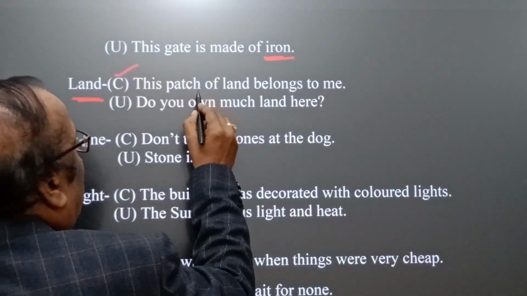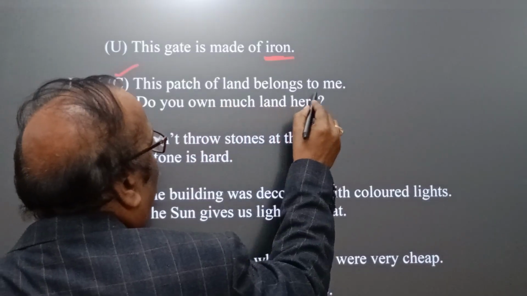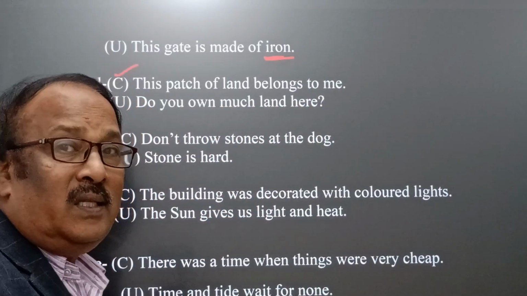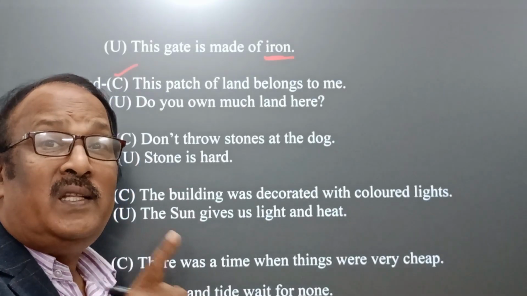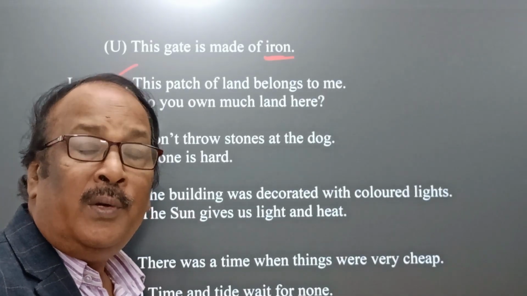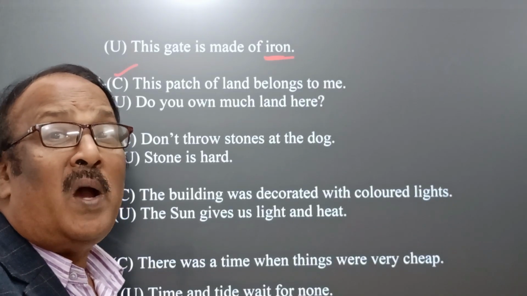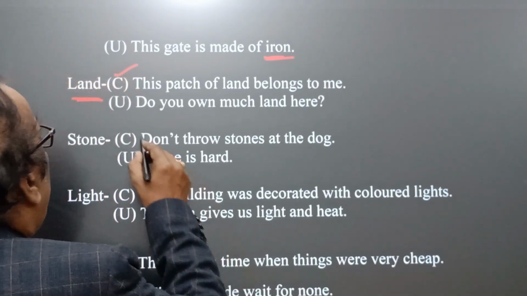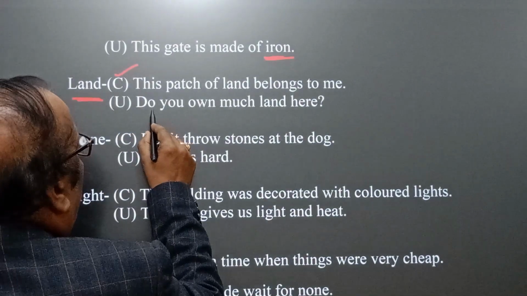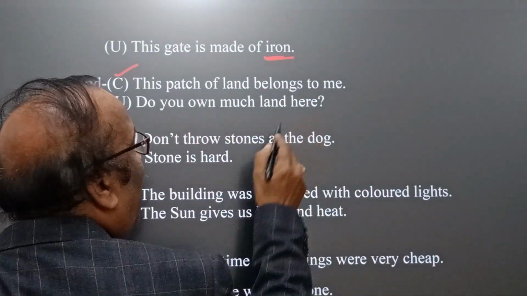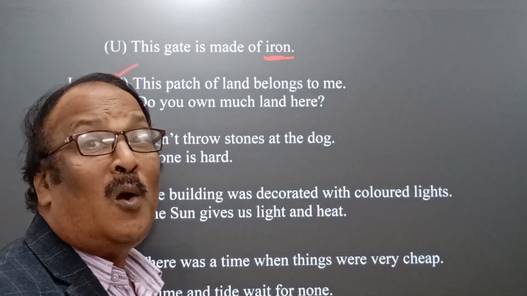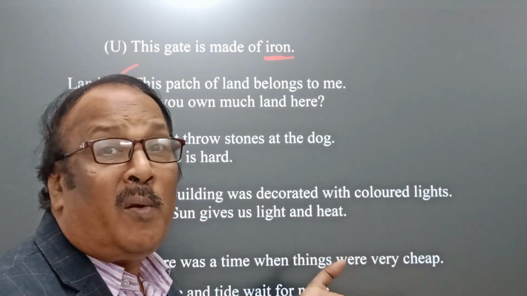Land. In countable sense, this patch of land belongs to me. This very plot belongs to me, it is mine. Now here we find uncountable sense: Do you own much land here? That is uncountable sense, landed property.